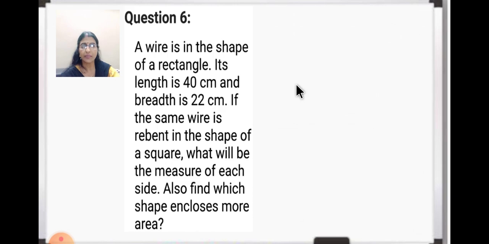Now we will do question number 6. For question number 5, you will write down the question also and you will solve as it is given in the slide. Now next question, question number 6.